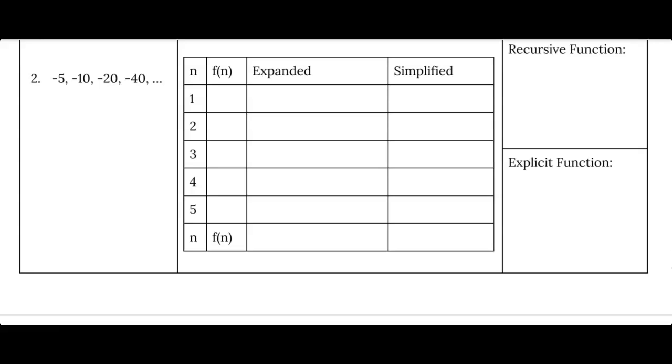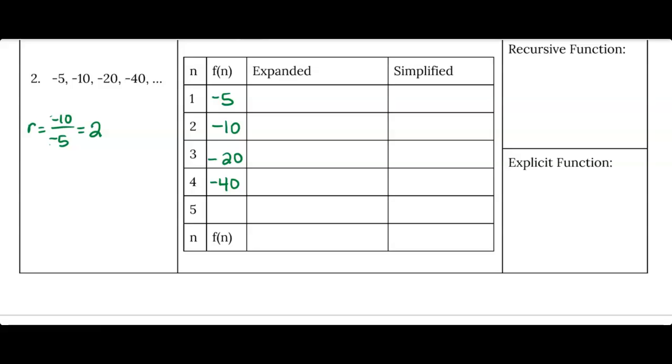Let's do the second one. So I'm going to plug in my points here. So we have negative 5, negative 10, negative 20, negative 40, and then I don't have another term there. So let's find our R value. To find R, remember you do negative 10 divided by negative 5. Negative divided by a negative is a positive. 10 divided by 5 is 2. So we get positive 2.